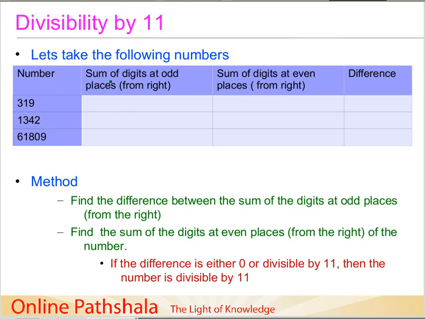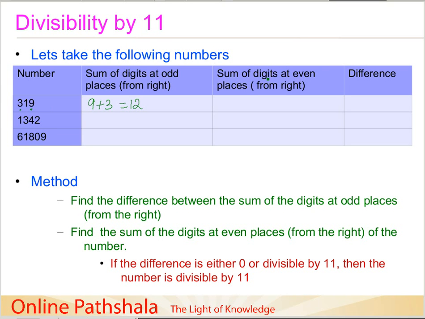First we need to find the sum of the digits at odd places starting from the right. So this is the right. We have this number 9 here. The other odd place digit is the number 3, that is 1, 2 and the 3rd place. So we add 9 plus 3, and this gives us 12.